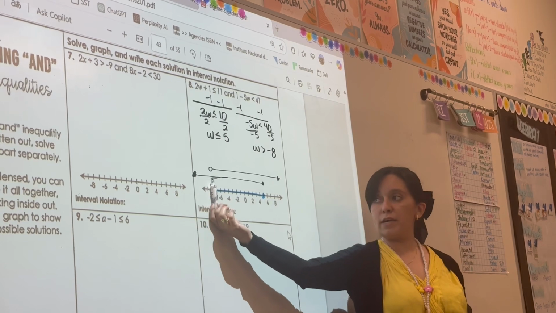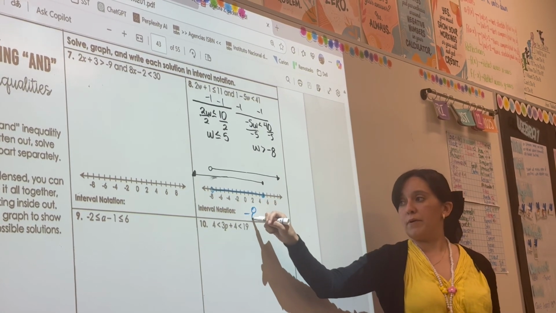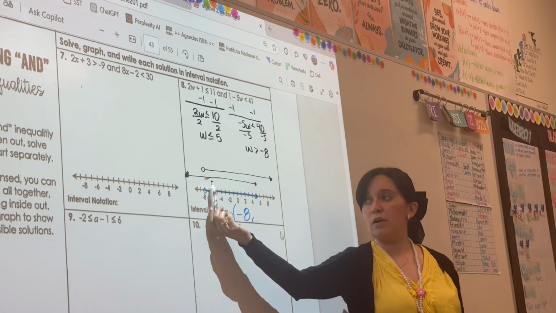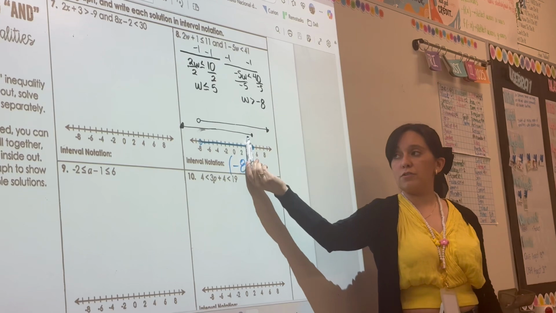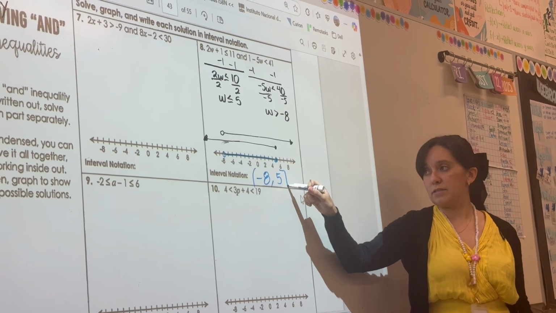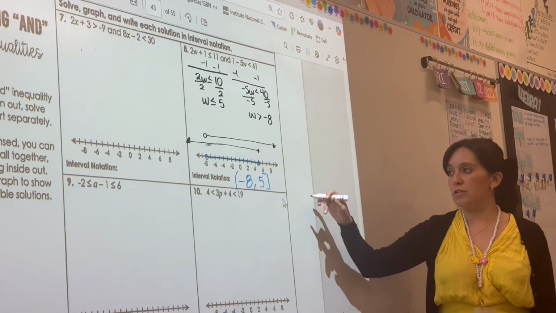So from left to right, I am going to start with negative 8, parentheses or bracket. Parentheses because it's an open circle. And I continue until this point, that is 5 with a bracket. Anybody, any question?